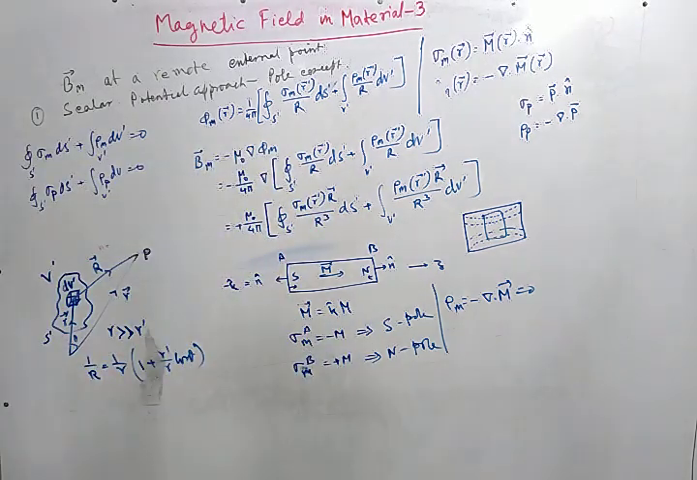So we see that the scalar potential approach reconciles with our concept of magnetic poles that we were habituated with in the case of a permanent magnet. Let me now do the same calculation in the vector potential approach.